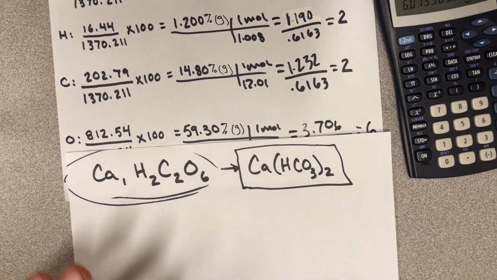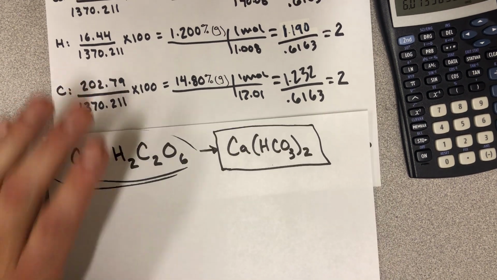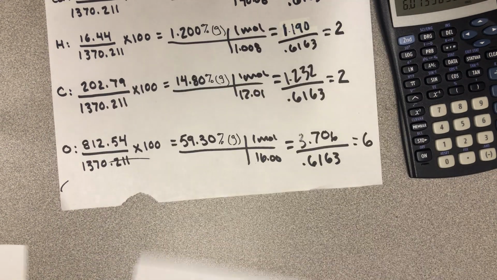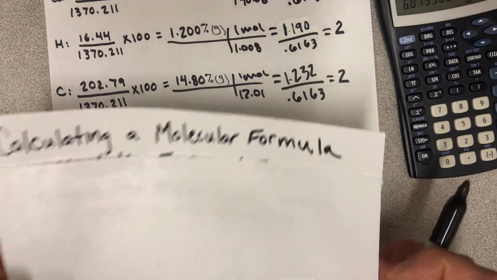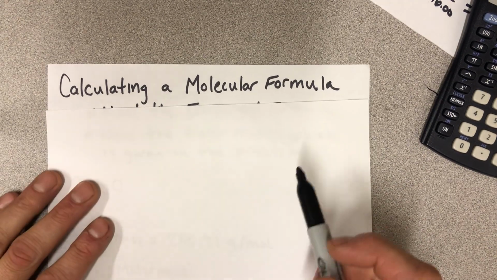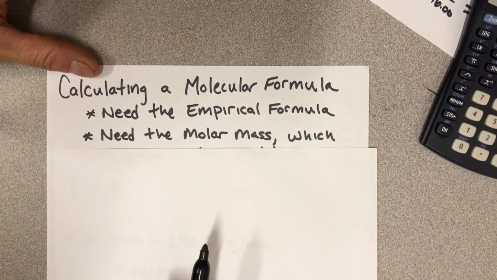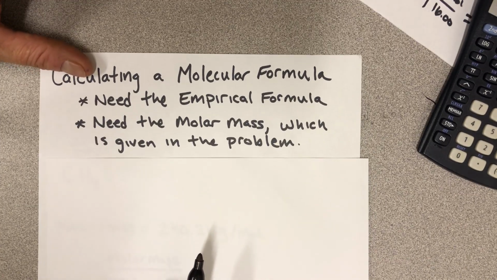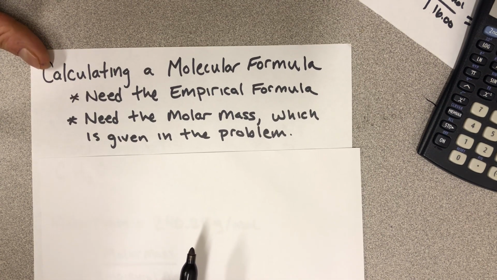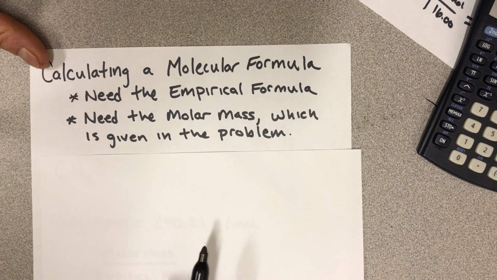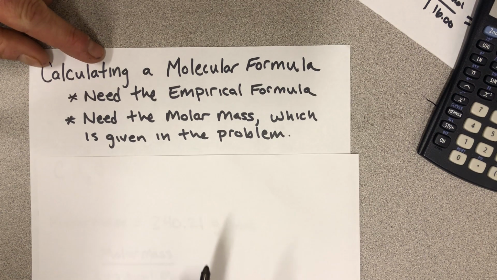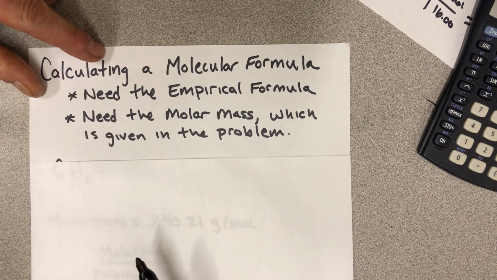Okay. So the very last thing that you would ever be asked to do about empirical formulas is to calculate, based on an empirical formula, the molecular formula. And this is just how this goes. So if a problem asks you for a molecular formula, there's a couple of things you're going to need. You're going to need the empirical formula. You're going to have to find the empirical formula. And then you're also going to need the molar mass of the compound in question, and that has to be given to you in the problem. If you don't have the molar mass in the problem, then you cannot calculate the molecular formula. Okay, so here's how that goes.